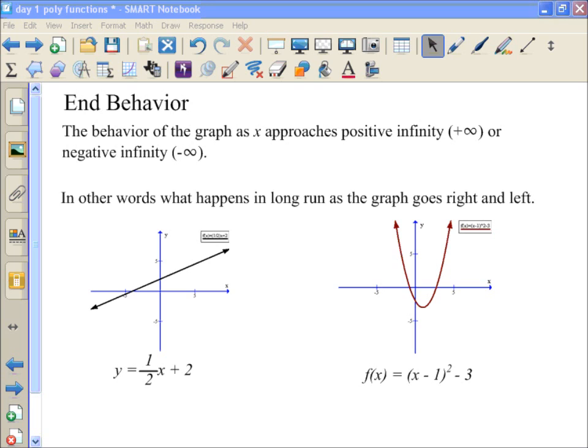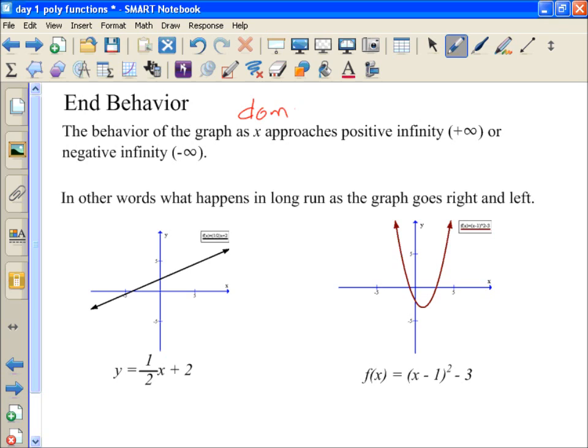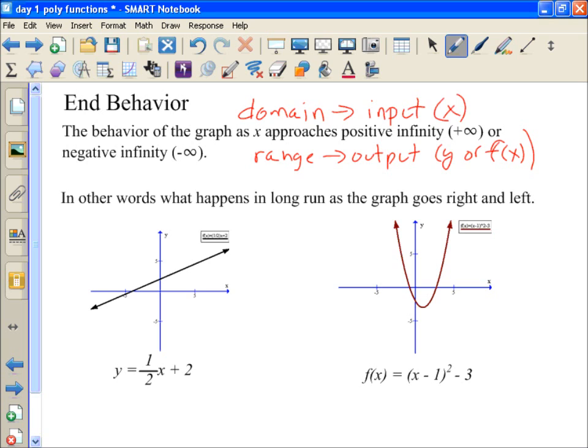Our next topic we're going to discuss is end behavior of a function. And now might be a good time to remember domain and range. If you remember, domain is the input, and we generally refer to that with x's. And range is the output, and we can either use y or f of x.